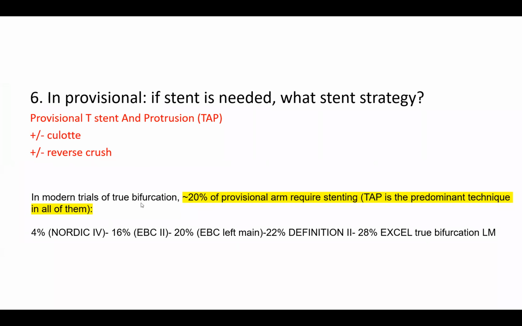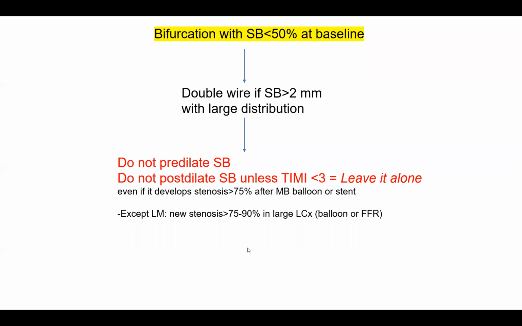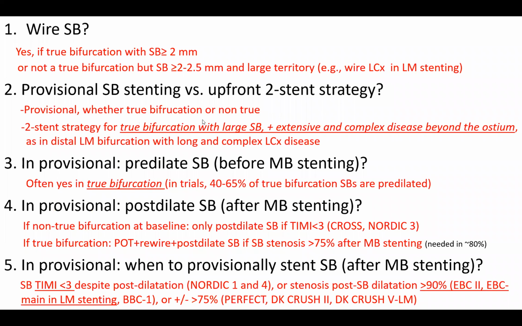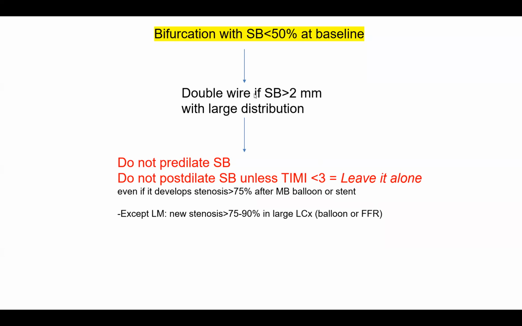In modern trial of true bifurcation, when you use a provisional arm, about 15 to 20% of patients will require stenting in general, depending on how aggressive of a cutoff you choose to stent. Probably less than 20% if you use a 90% cutoff. All right, so with all those questions answered, I'm going to give you an algorithm and go over the steps.